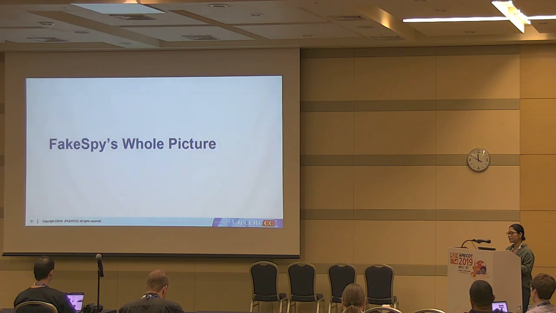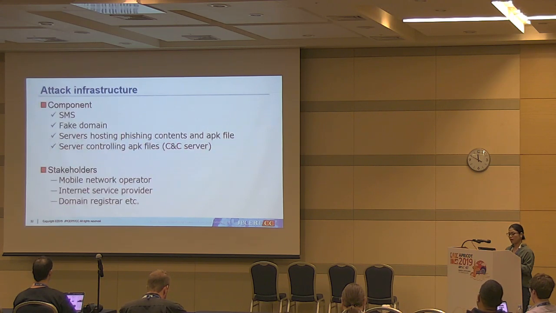Okay, the whole picture about FakeSpy. Up to here, I talked about some components that enable this attack, such as SMS, fake domains and servers hosting phishing content or APK files, and the hosts acting as CNC servers. There are also associated stakeholders, such as mobile network operators, internet service providers, and domain registrars.